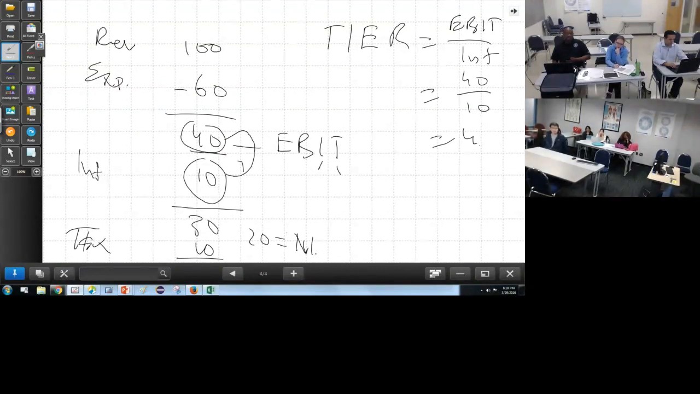Now, this is important because if a company is not earning enough money to pay for the interest expense, don't you think that's a big problem?